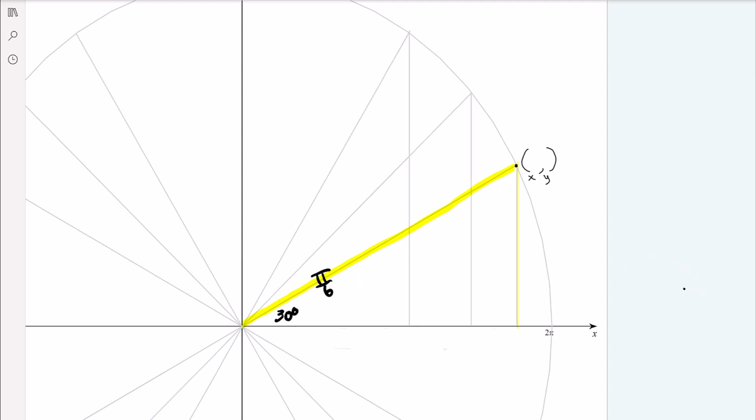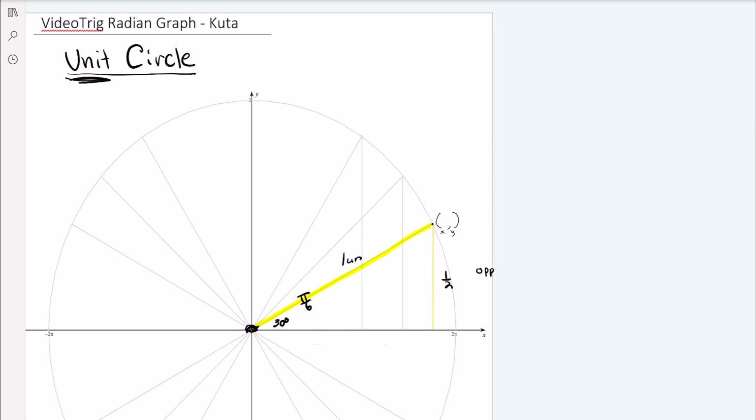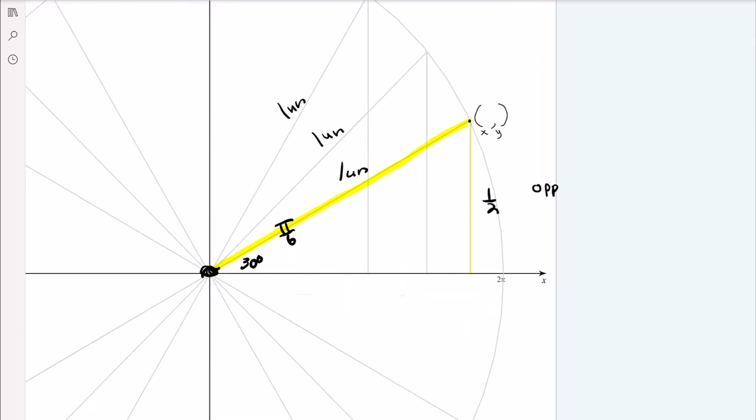In the video just previous to this, I showed that from the viewpoint of this eye, if you draw an eye down here, this is the opposite side, and this is 1/2 of the hypotenuse. Remember, we call it the unit circle because each radius is 1 unit. And then the length down here, so here's our 30, 60, 90.